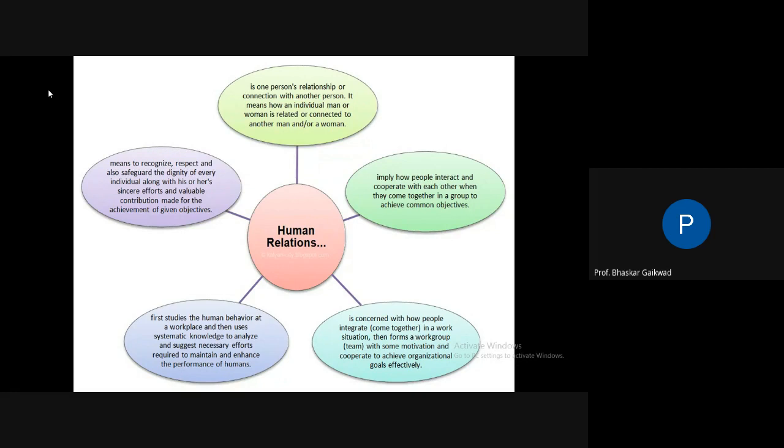Next, the human relation means to recognize, respect, and also safeguard the dignity of every individual, along with his or her sincere effort and valuable contribution made for achievement of the given objective. Here work study has given a special scope for individual performance, because depending upon performance and efforts, the incentive should be there, bonus system should be there, personal wages system should be there, and everybody has common goals. And in order to achieve these common goals, it is expected to show your own performance accordingly.